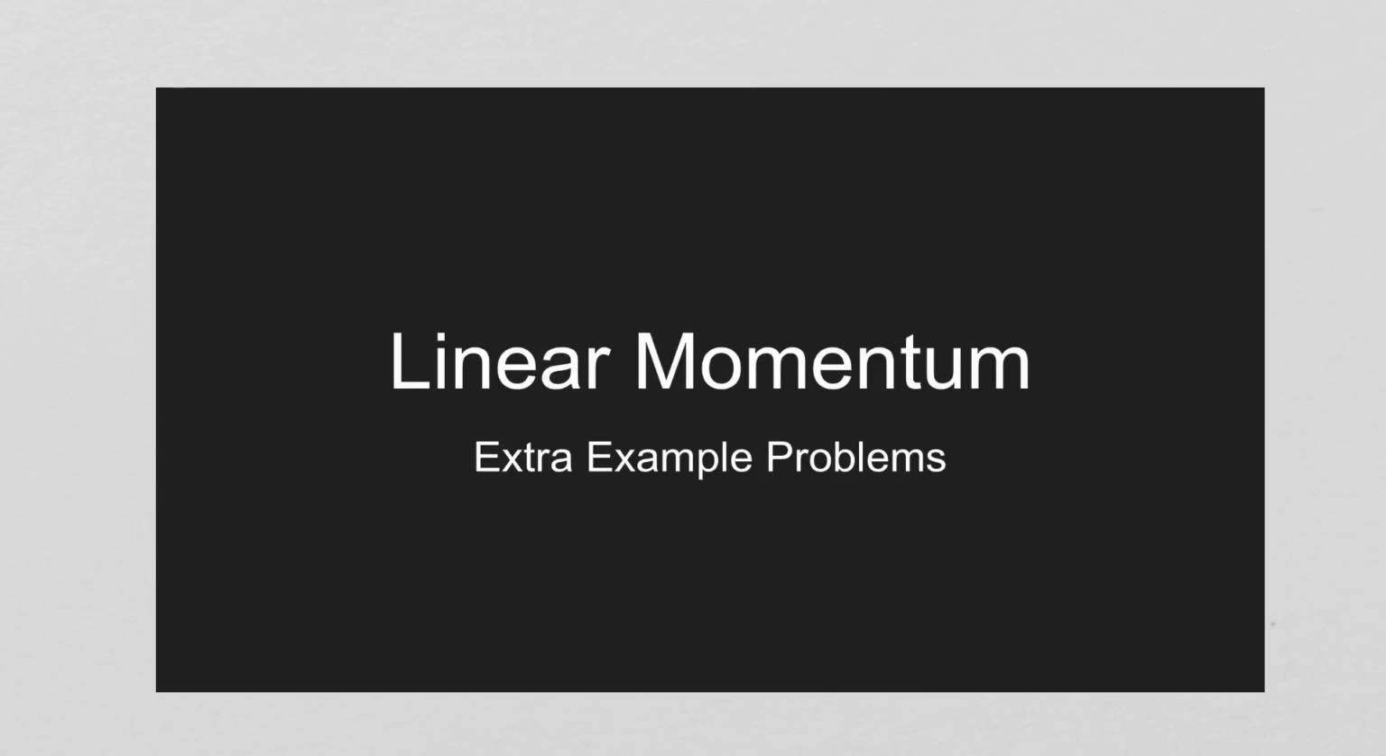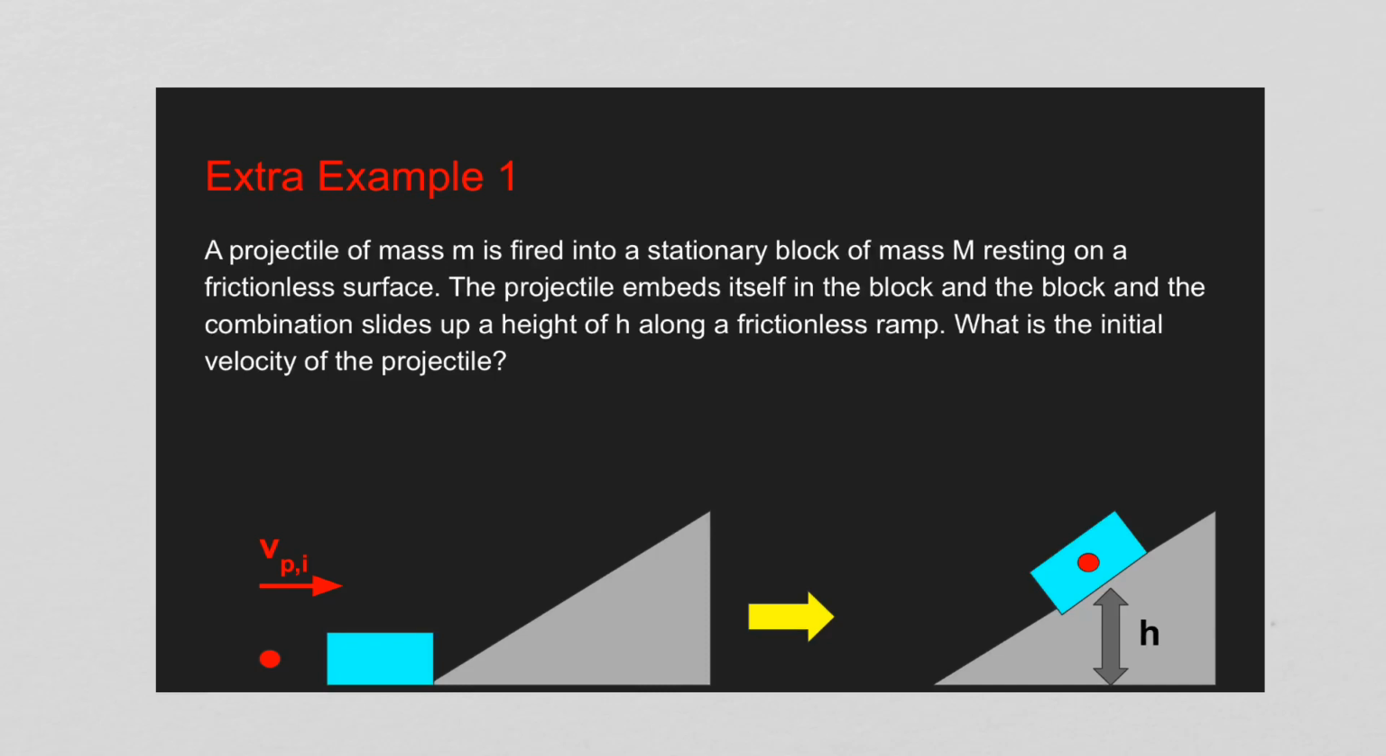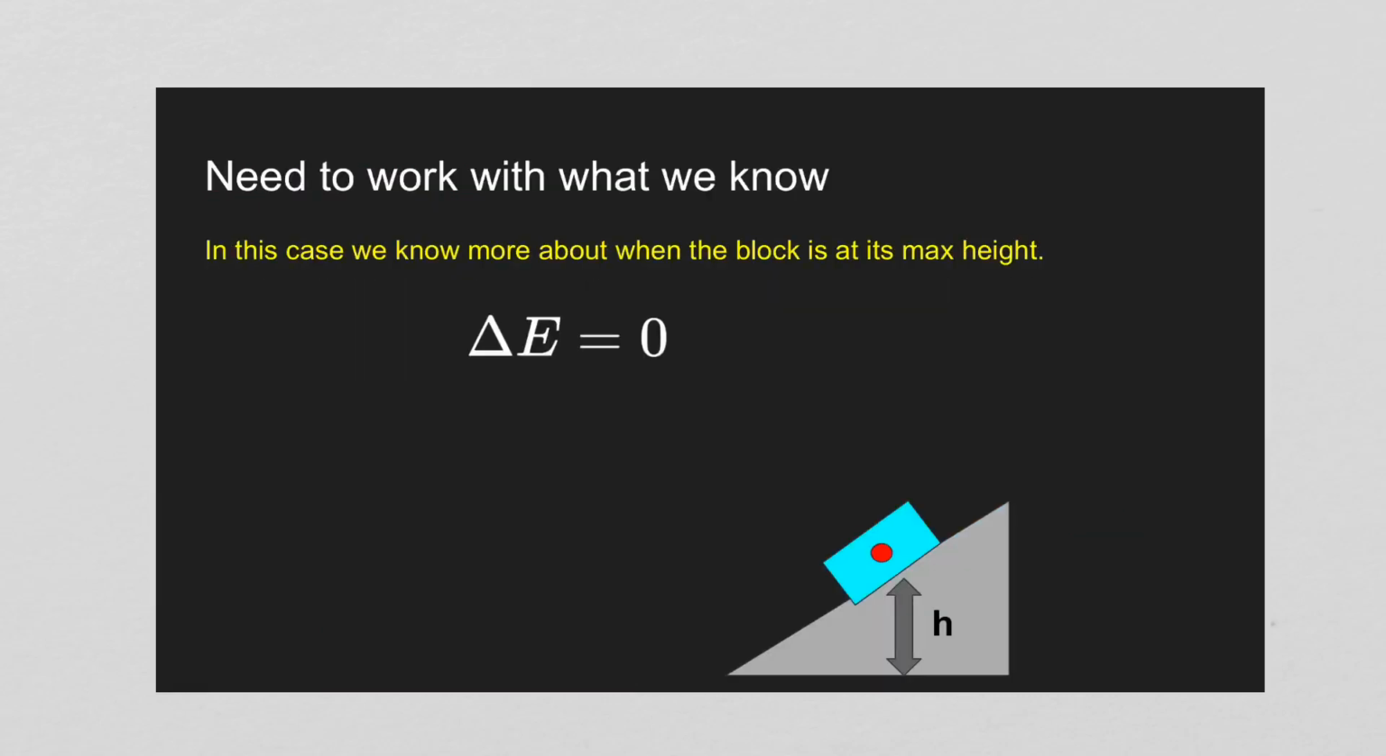Just for fun, I thought we'd do some extra example problems dealing with energy conservation and momentum. Sometimes you've got to look at two different parts. So right here, we've got this projectile. The projectile is going to hit this block right here. It's going to go ping, and it's going to embed itself in the block, and the block's going to go up the ramp. All right, and I want to figure out how fast that projectile has to go to get to a height h. Well, you need to work with what you know.